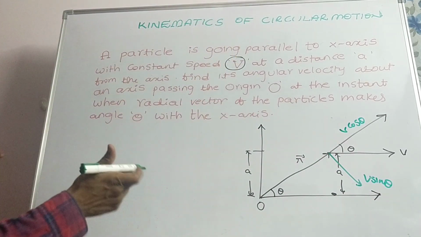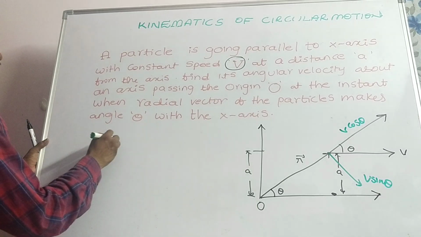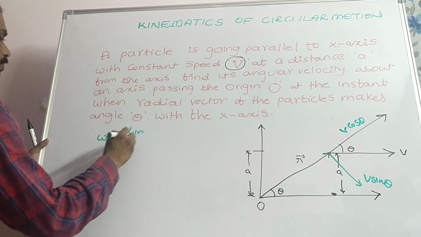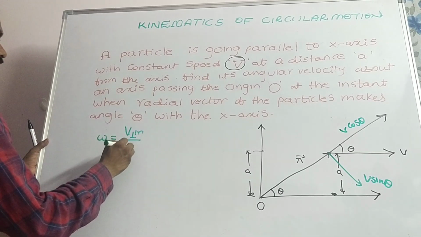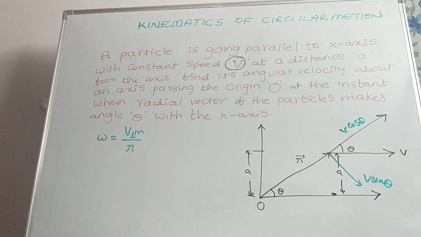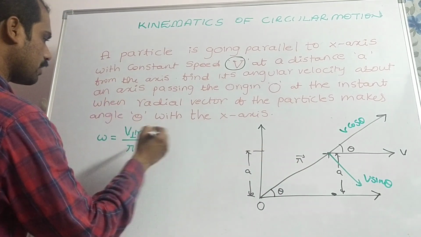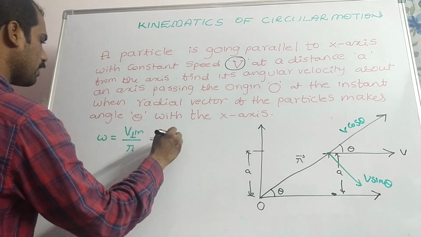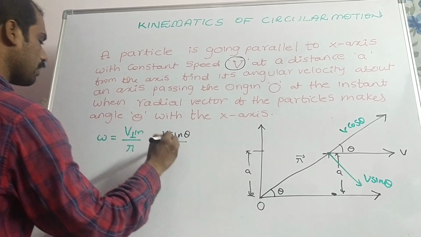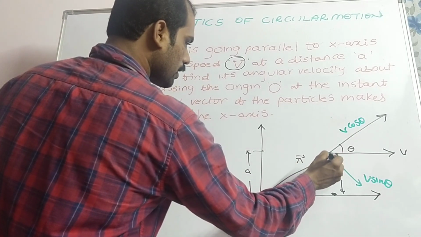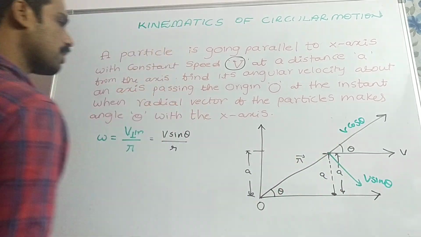But we know generally angular velocity omega is equal to perpendicular velocity by r. Here the perpendicular velocity is v sin theta. That's why we can write v sin theta by r. Then what about r? Of course, this length will be a.